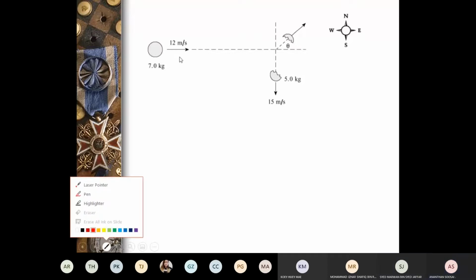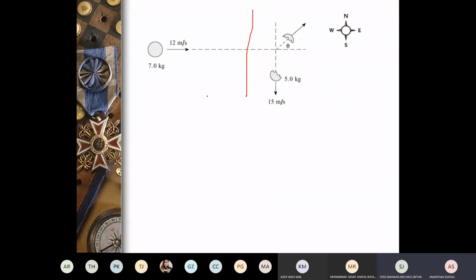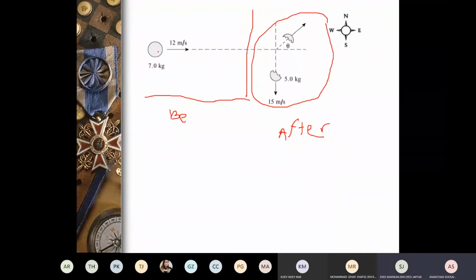What I mean by components: the object splits into two. This is before, and this is after the collision. Before, you must break this momentum into two components. What is the momentum this body possesses? It possesses momentum horizontally. The p is 7 times 12, which is 84 kg m s^-1.